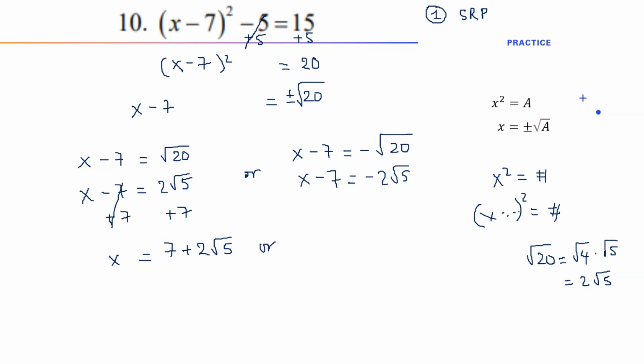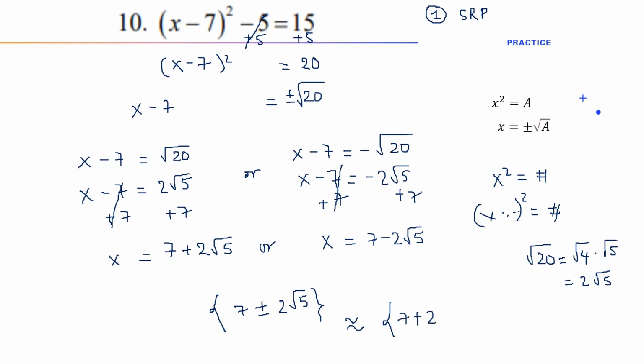Alright, or plus 7 to both sides. That's 0. x equals 7 minus 2 square root of 5. Solution set: 7 plus or minus 2 square root of 5. This one is similar to 7 plus 2 square root of 5, comma, 7 minus 2 square root of 5.